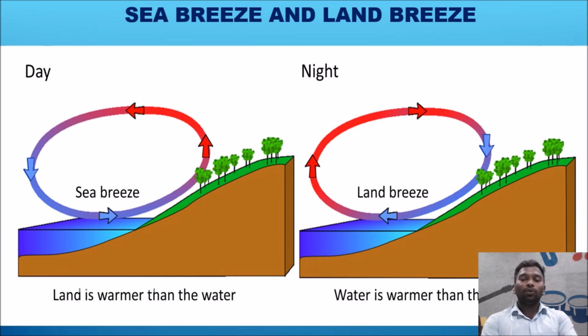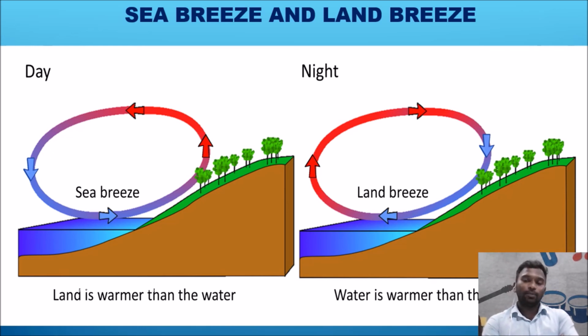Now, as we know, if the object is hotter, the air present on the surface of the water will try to escape, and that space is filled with cool air coming from the land. This process is continuous, right? This way, cool air always comes from land to sea, and hot air goes from water to land, which is called land breeze.